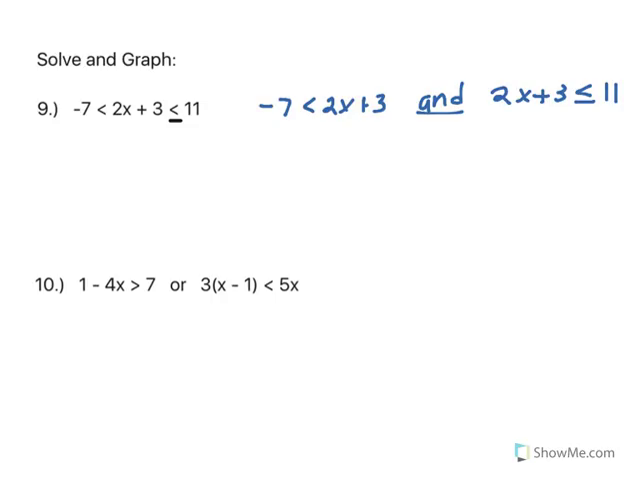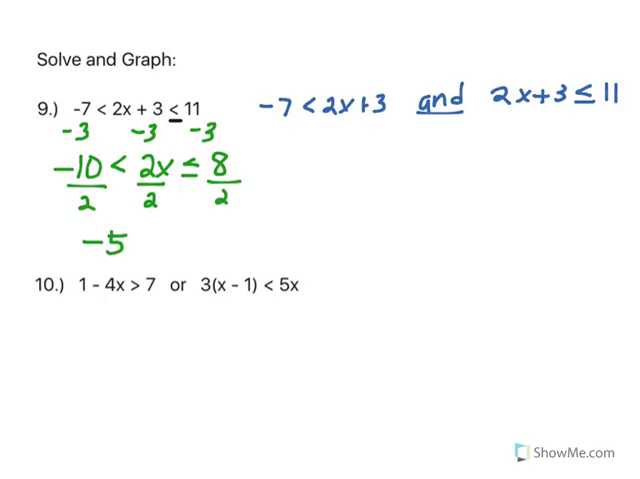Whatever you do in the middle portion, you're going to do on both sides. So I'm going to take away 3, take away 3, take away 3, and get -10 is less than 2x, which is less than or equal to 8. Then I'm going to divide by 2, divide by 2, divide by 2. So what do you do in the middle? You do on both sides. I'm going to get -5 is less than x, which is less than or equal to 4. So it's basically all the numbers between -5 and 4.